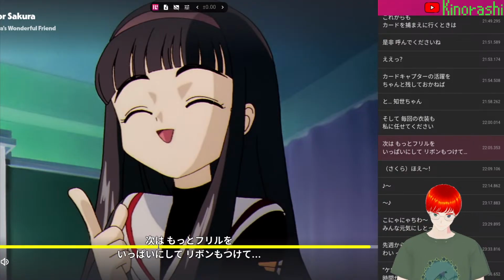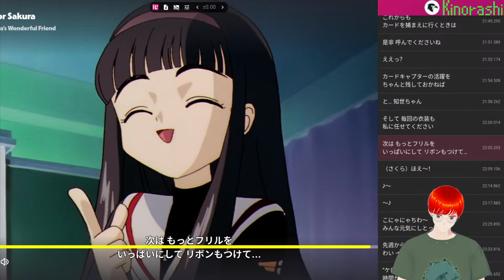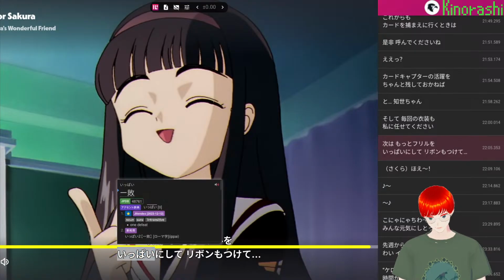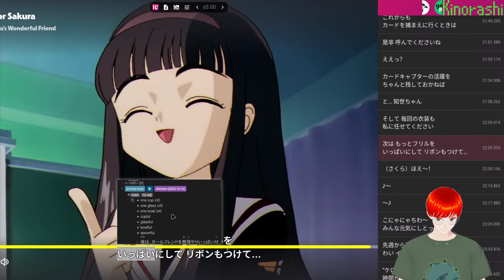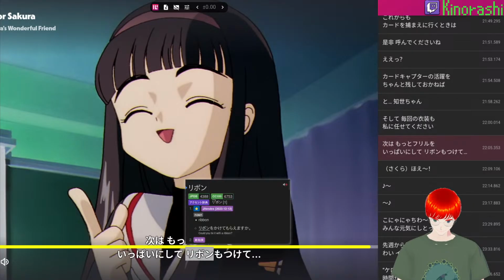So, tsugi wa motto furiru o ippai. Ippai is full usually, right? Yeah, that's how you say something's completely full. So, ippai ni shite, doing completely full of furiru.